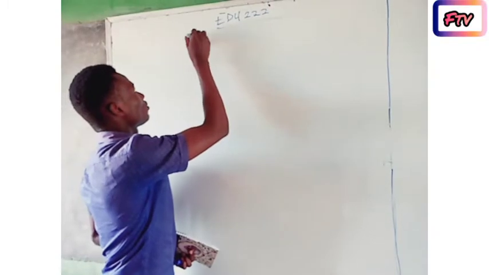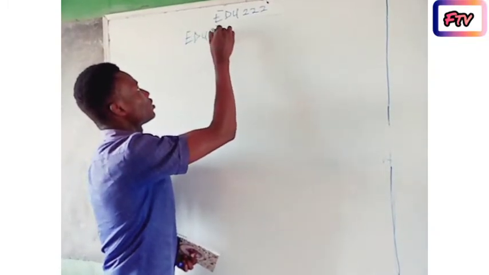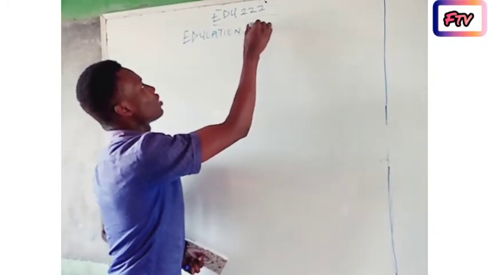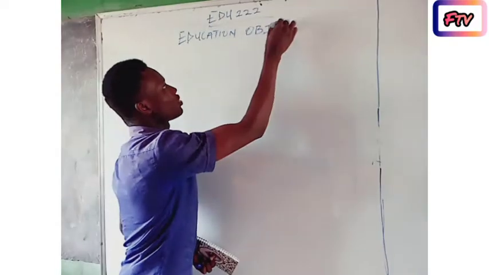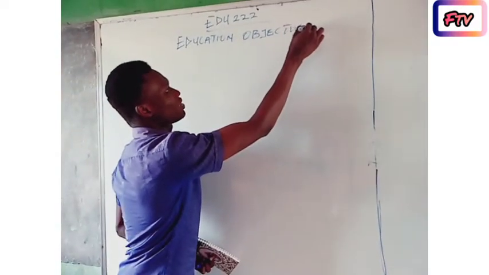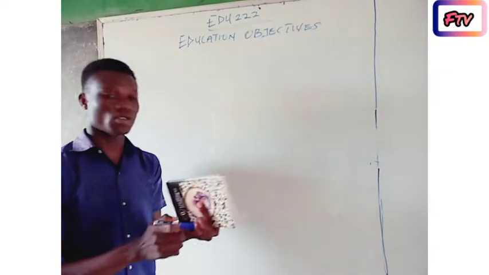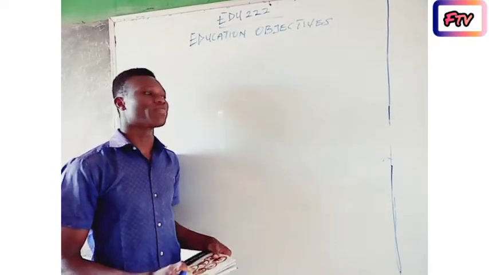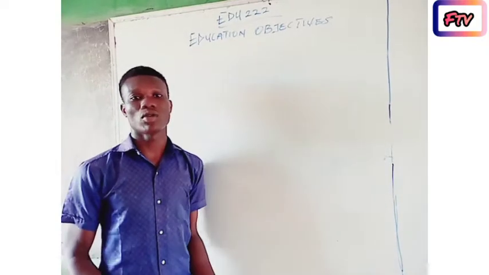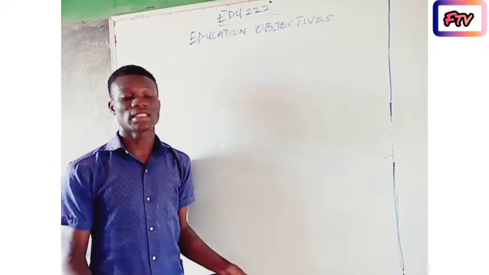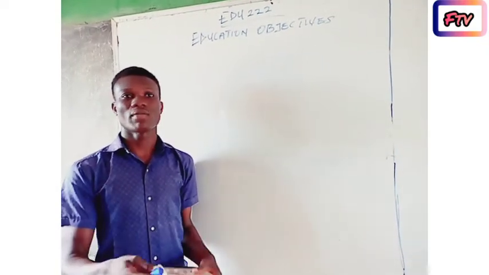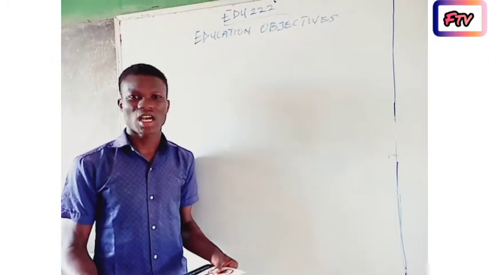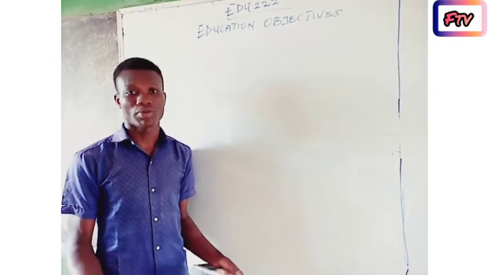The educational objectives. As the word has said, educational objectives. It's just talking about the aims of an educational program. It's talking about the statement of intended outcome after the end of an educational program. It's talking about what is to be achieved after the educational program.